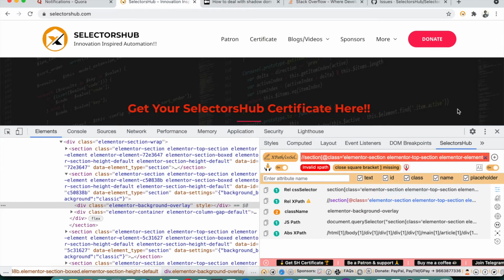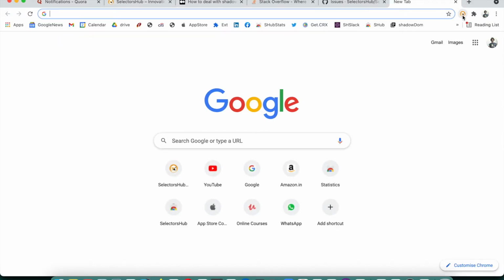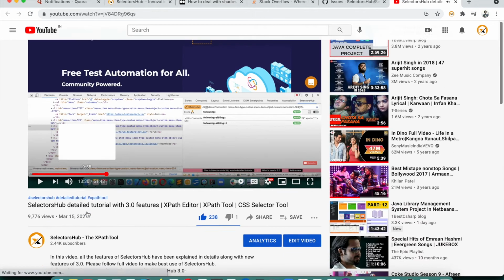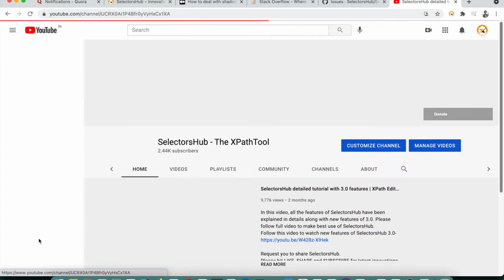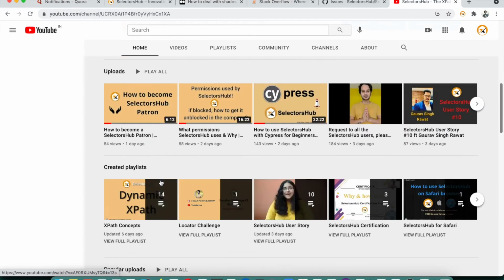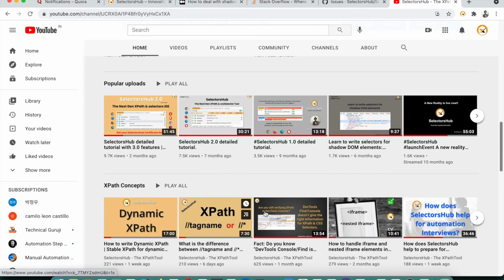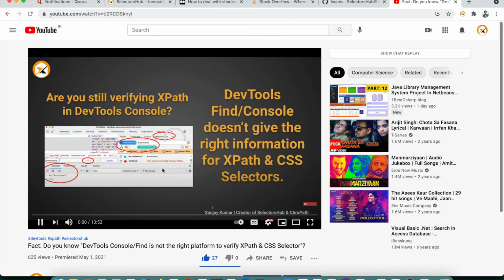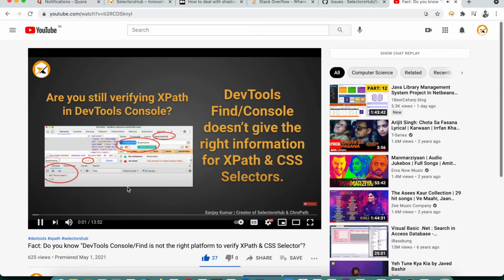The very first thing required is that we need to spread the awareness of what is the right platform for writing and verifying selectors, because the fundamental concepts are missing and people are not aware what is the right platform and what wrong things they have learned here, because we always considered browser dev tools as a standard platform, though that is not the right platform. Here I have created this tutorial, so you can check out this tutorial. So this will help a lot.